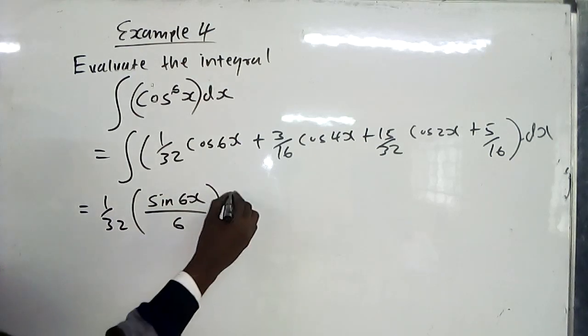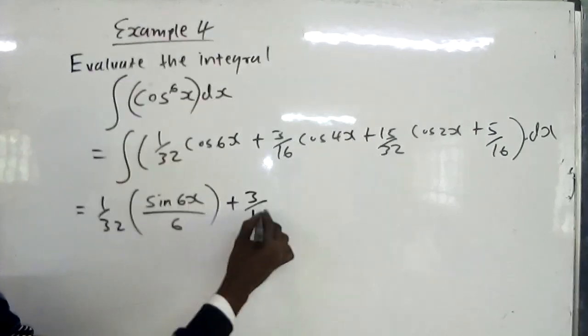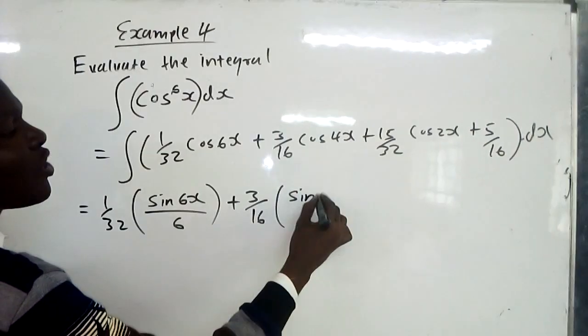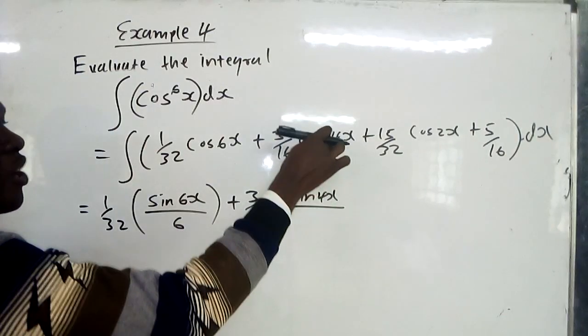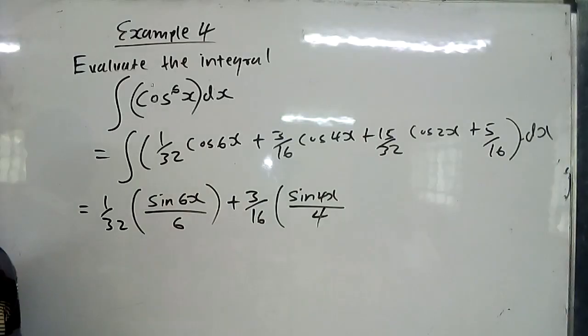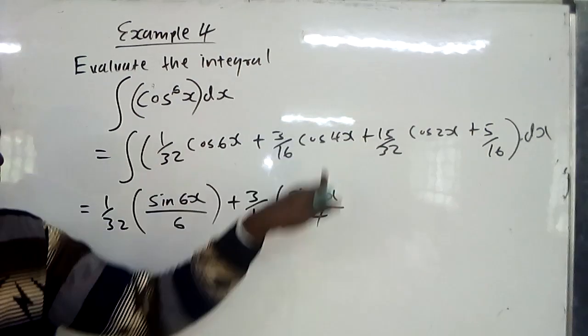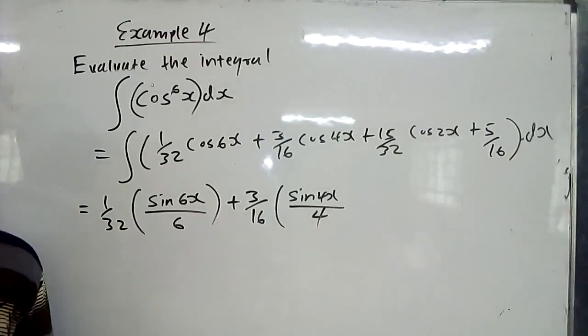Okay? Then plus, our constant here is 3 over 16. If you integrate cos, you get positive sine. So it is sine 4x. Then you divide by the derivative of the inner function. Are we together? So the derivative of the inner function must be a constant, and you divide by the constant of the inner function, isn't it?